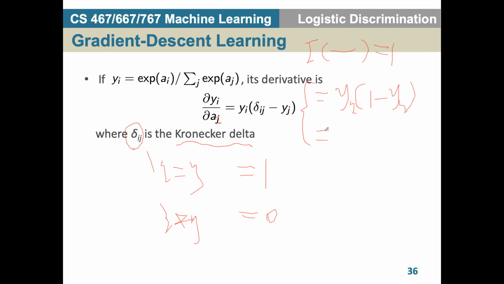The other case is when i and j are not equal. In that case, this is y times 0 minus the other term, so it's negative yi yj. So there are two terms. We will prove each individually, and then collectively we have this.